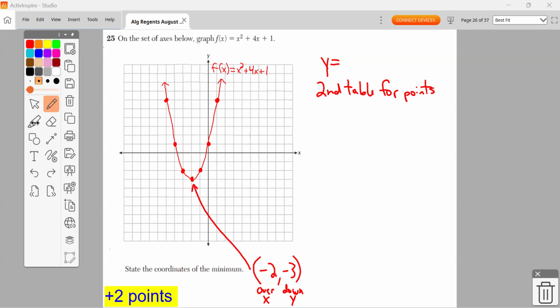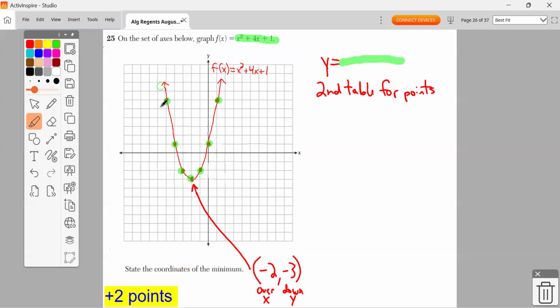So the first thing that you want to do is take this equation, x squared plus 4x plus 1, and type it into your y equals on your calculator. Hit second and table for your points. When you take a look at the table, the points are 1, 6, over to 1, up to 6, 0, 1, over to -1, down to -2, over to -2, down to -3, over to -3, down to -2, over to -4, up to +1, and over to -5, up to +6.